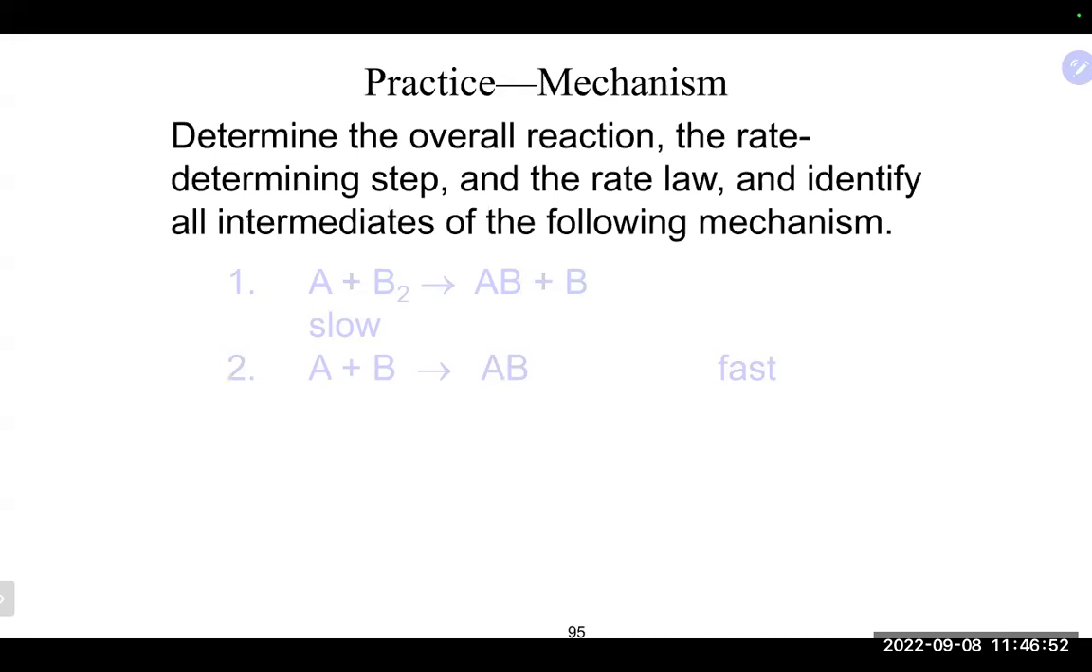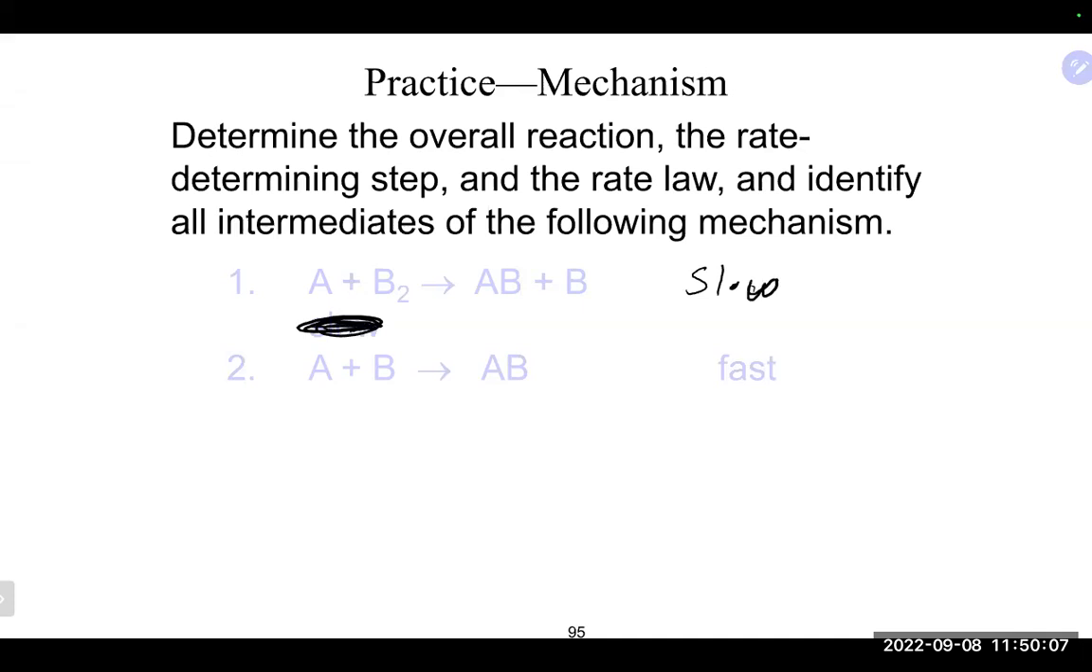All right, so one last one here, determine the overall reaction, the rate determining step, the rate law, and identify any intermediates in here. I think it's okay on your paper. So give it a second there and see what you come up with here.